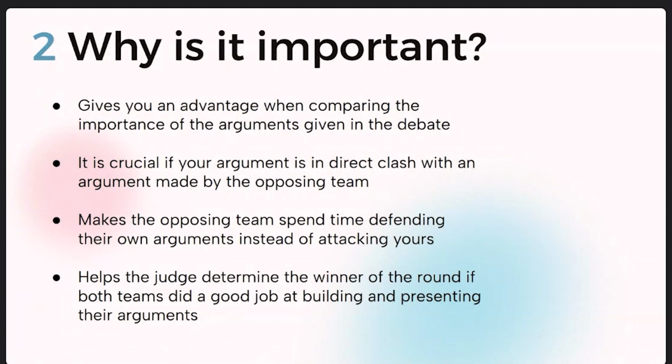Second of all, it is crucial if your argument is in a direct clash with an argument made by the opposing team. This is very likely to happen because you have one motion. The proposition, for example, is going to say, if we implement this thing, it is going to help society. But the opposition may say, if we implement this thing, it may be detrimental to society. So this is a direct clash. And in order to break that direct clash, and for one of the arguments to stand above the other and for your side to win, you have to directly rebut that argument. Third, it makes the opposing team spend time defending their own arguments instead of attacking yours.